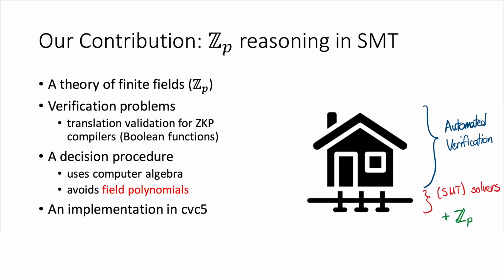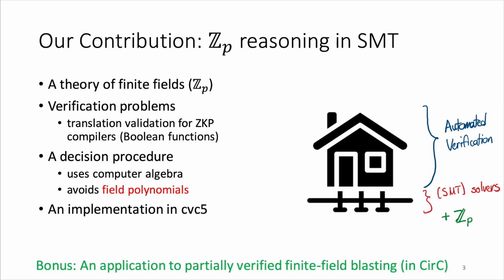We hope that by adding field reasoning to this foundation, we make it possible to do automated verification in the presence of finite fields. And at the end of this talk, I'll come back to how we were able to do that in one instance inside of CirC, looking at what we call its field blaster, its finite field blaster pass, which is the final pass or one of the final passes when you're lowering to zero-knowledge proofs. So this is the order of events.